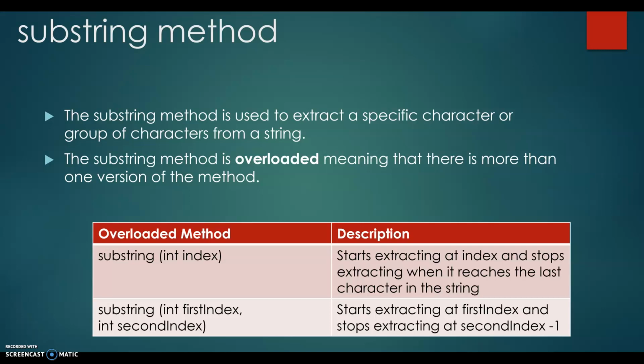The second way that we can use substring is by giving it a start and a stop index position. So substring(int firstIndex, int secondIndex) gives us a start and a stop. It starts extracting at the first index and stops extracting at the second index minus 1, which means it's not actually going to give me that second index. It's just going to give me everything right before that second index.